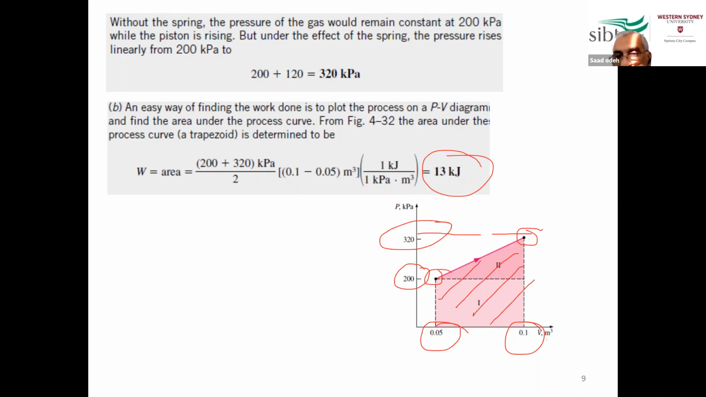Is it clear? Any question? Sir, can we use the formula for the work done?